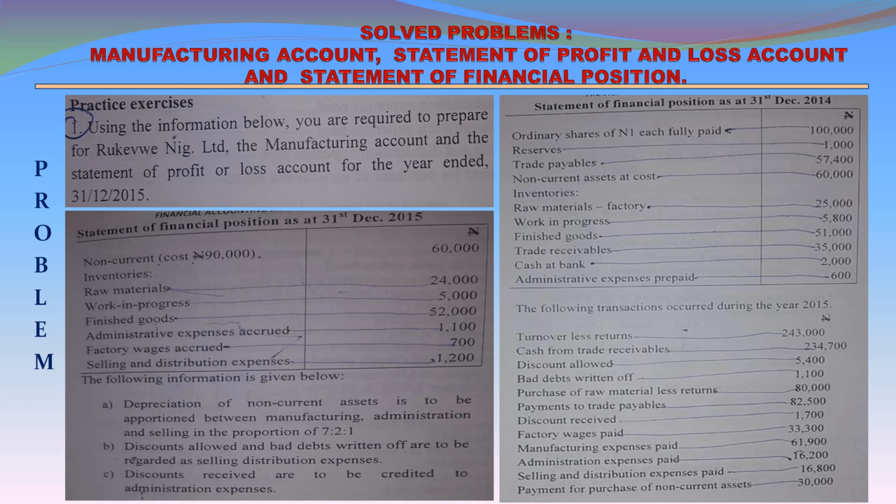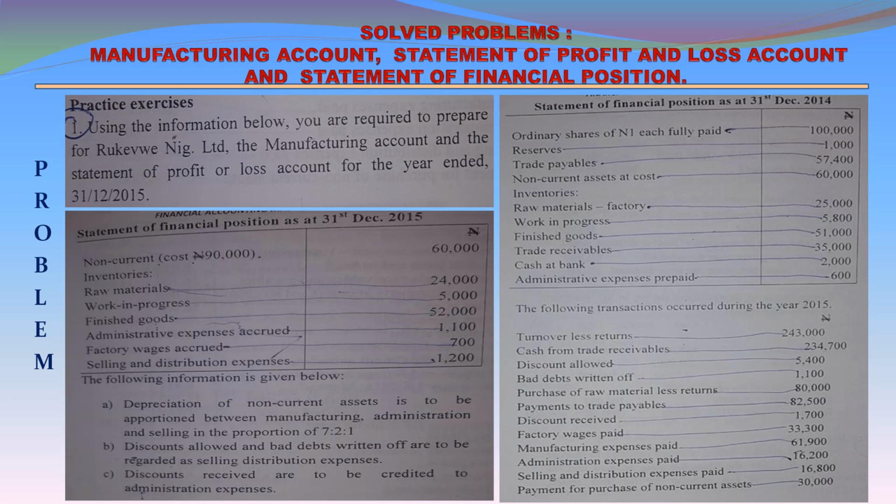Statement of financial position as at 31st December 2015. Non-current assets cost 90,000, amount 60,000. Inventories, raw materials 24,000. Work in progress 5,000. Finished goods 52,000. Administrative expenses accrued 1,100. Factory wages accrued 700. Selling and distribution expenses accrued 1,200.